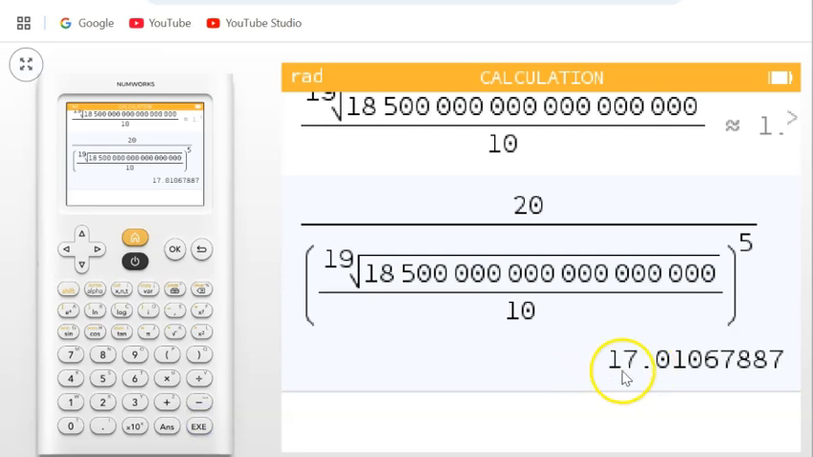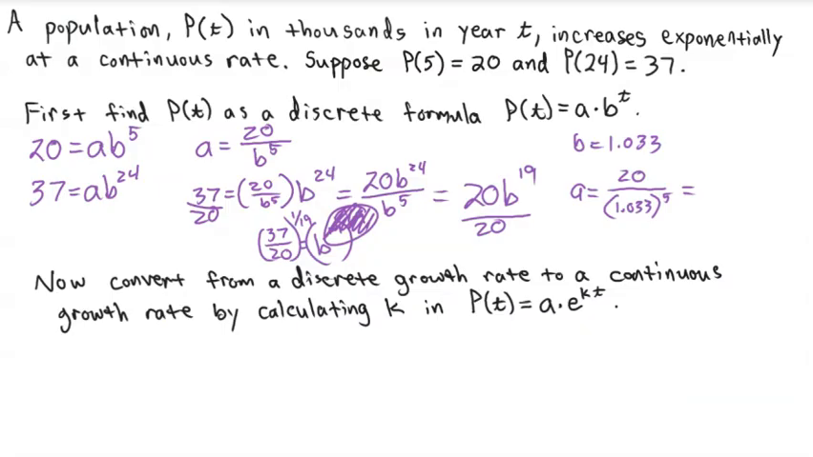And so A is equal to 17.0106. This 6 will make this a 1, so it's 17.011. Okay, so A is 17.011. Actually, I think I can just round this to 17, but I guess I'll leave it as 17.011. And so now, here's our formula. P of t is equal to 17.011 times 1.033 to the power of t. Okay? So we found our A and we found our B.